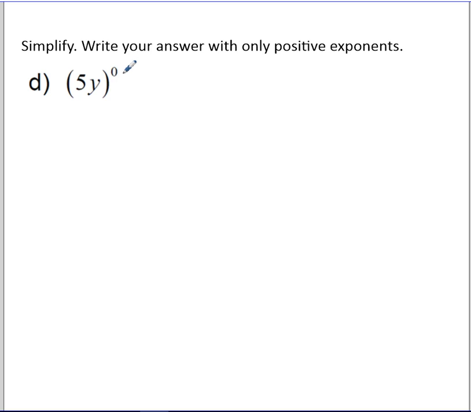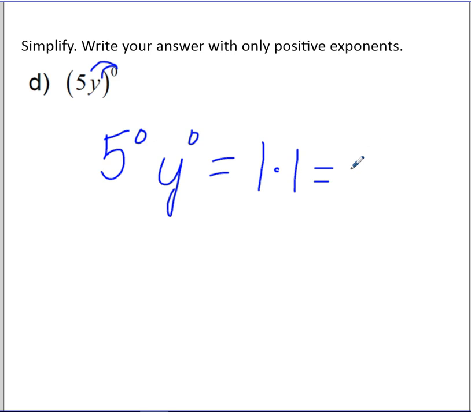Here we have our idea of distributing that exponent. So we'll have 5 to the 0 power and y to the 0 power. And we also have here that anything to the 0 power is 1. So 5 to the 0 power is 1. y to the 0 power is 1. And so 1 times 1 equals 1.